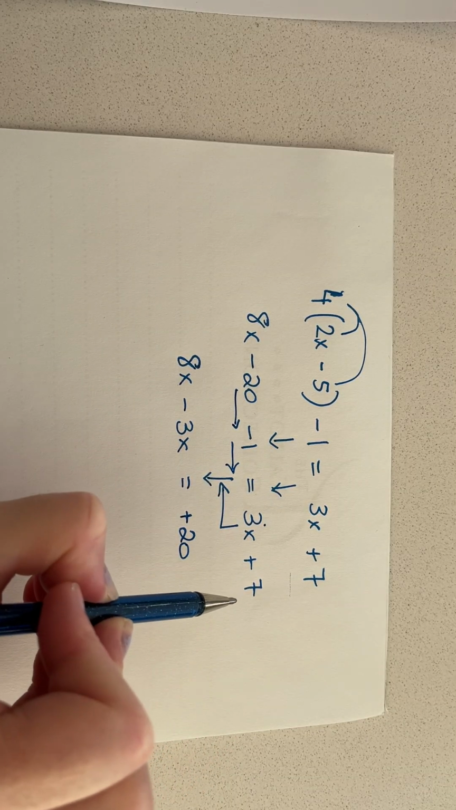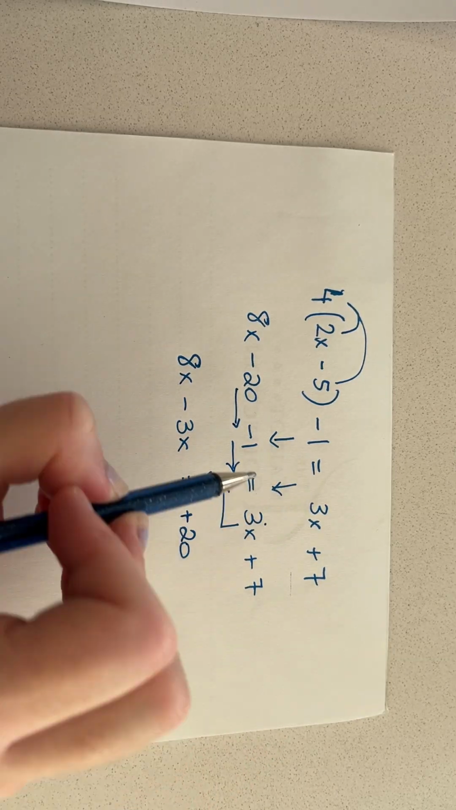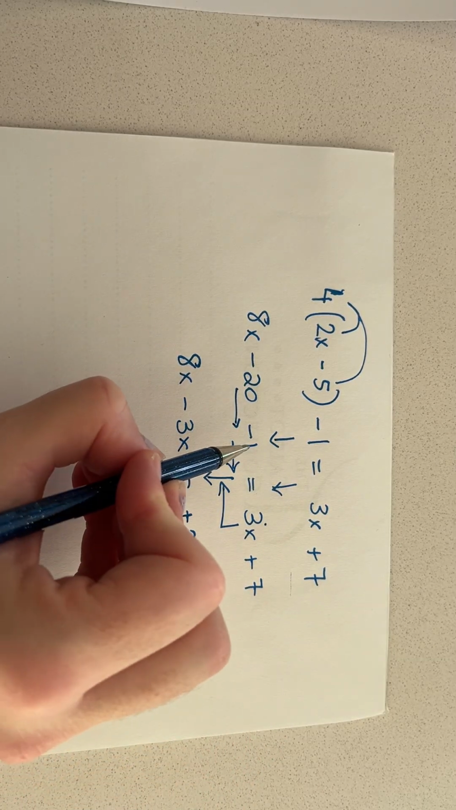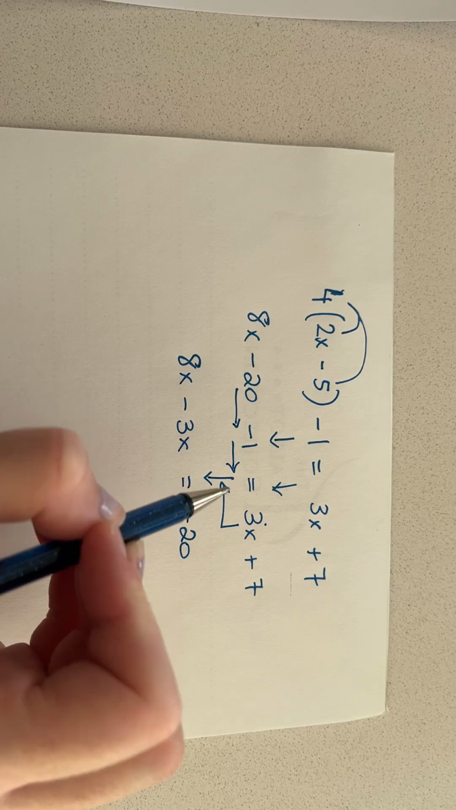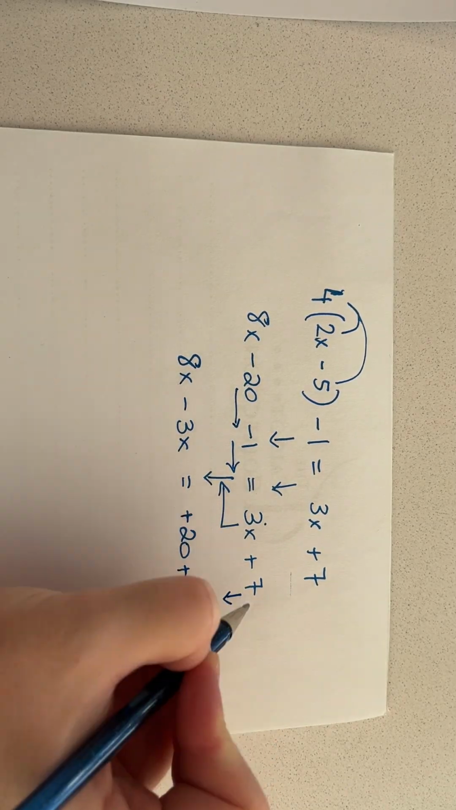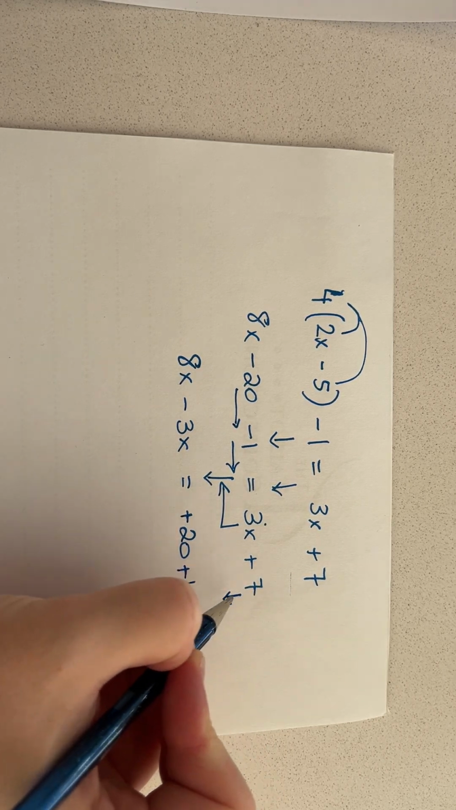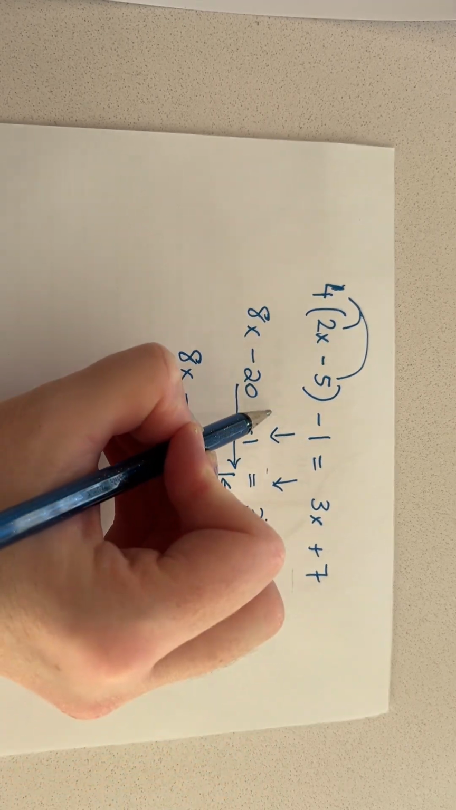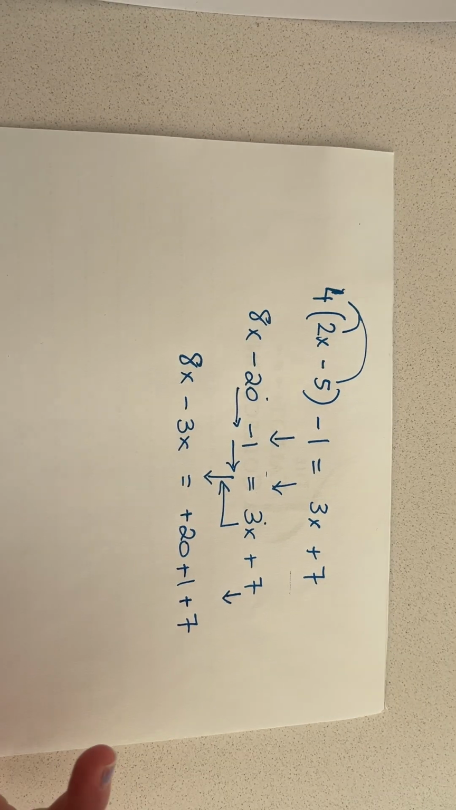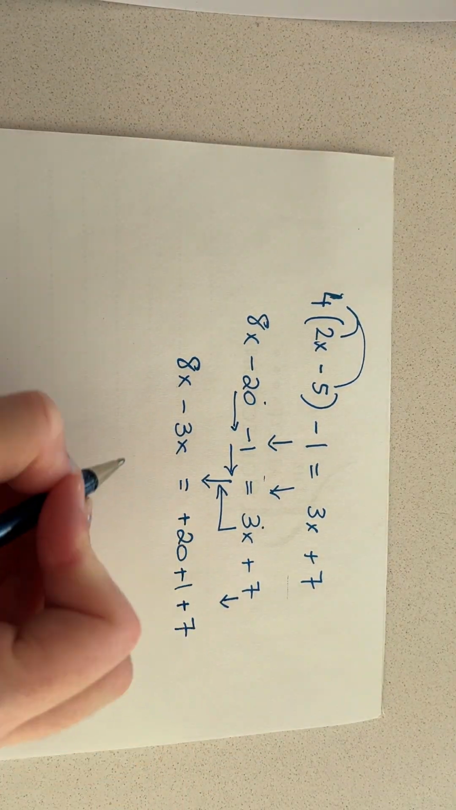If it doesn't go over the equal sign, which is why it's so important to keep it there consistently, then I don't change the sign. So it is going over the equal sign, so it becomes a plus 1. The 7 is staying on the same side, so it doesn't change sign. If it went over this side past the equal sign, then it would change signs. It would become the opposite.